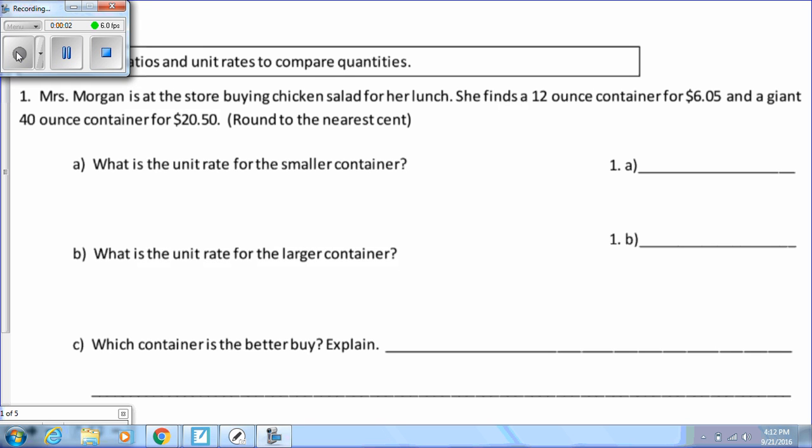Okay, so this is the first part of our review for Chapter 1B. I'm going to go through the first page, front and back, so you guys can check your work.